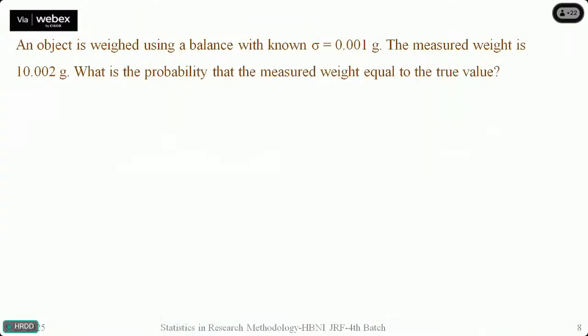If you are comfortable, then try to do this one. An object is weighed using a balance with known sigma. The measured weight is 10.002 gram. What is the probability that the measured value will be equal to the true value? That means x minus mu is 0. Now that you have understood how to read the table, this one you can do.